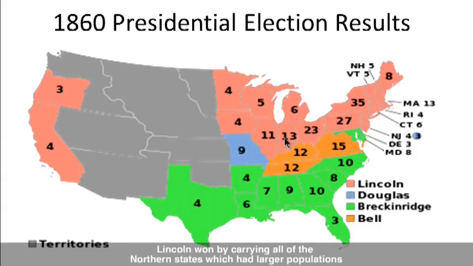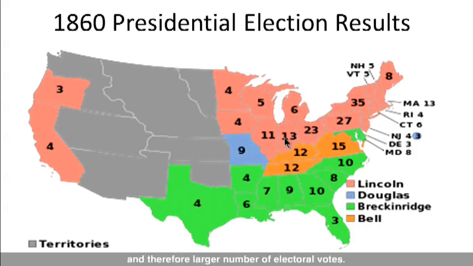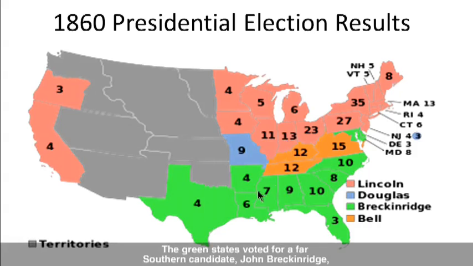Lincoln won by carrying all of the northern states, which had larger populations and therefore a larger number of electoral votes. And Lincoln, fair and square, swept into office. The green states voted for a far southern candidate, John Breckinridge, and on the position that slavery should and would be allowed to expand into the Western territories and to future states.